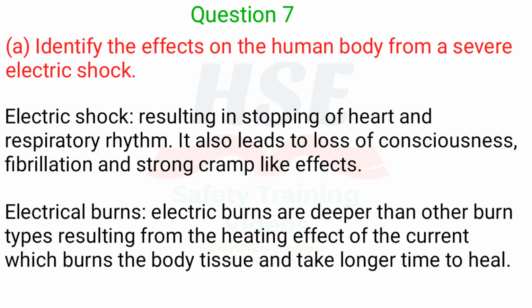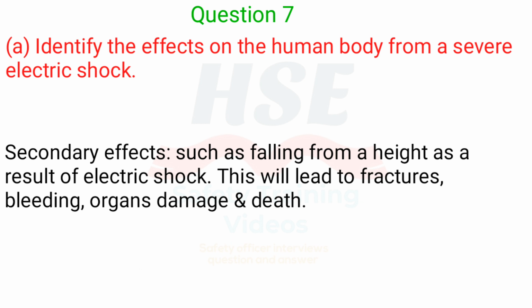Question 7. A. Identify the effects on the human body from a severe electric shock. Electric shock, resulting in stopping of heart and respiratory rhythm. It also leads to loss of consciousness, fibrillation and strong cramp-like effects. Electrical burns. Electric burns are deeper than other burn types, resulting from the heating effect of the current, which burns the body tissue and takes longer time to heal. Secondary effects, such as falling from a height as a result of electric shock. This will lead to fractures, bleeding, organ damage and death.